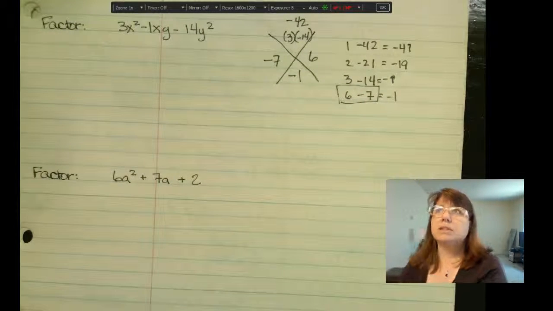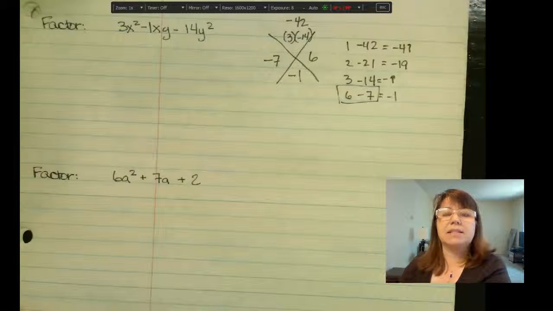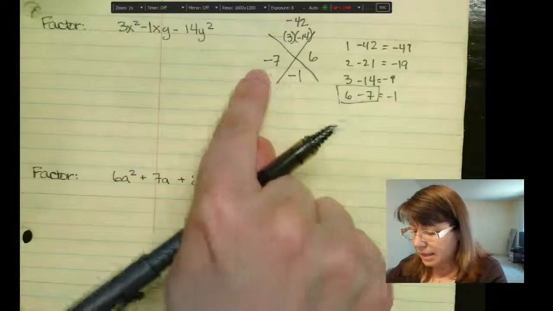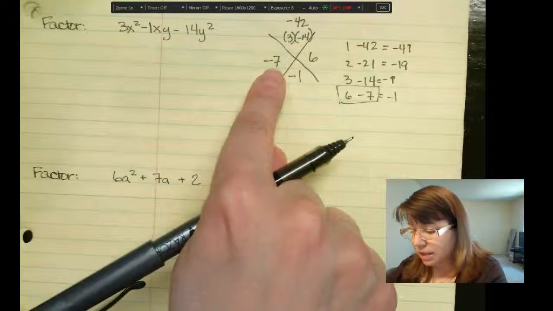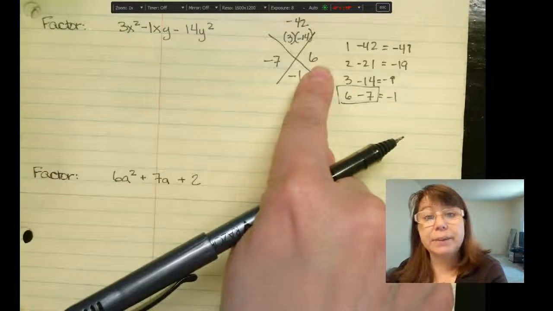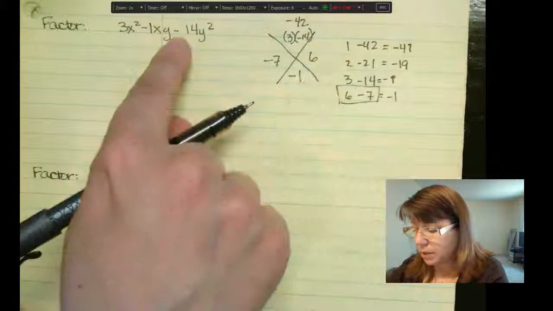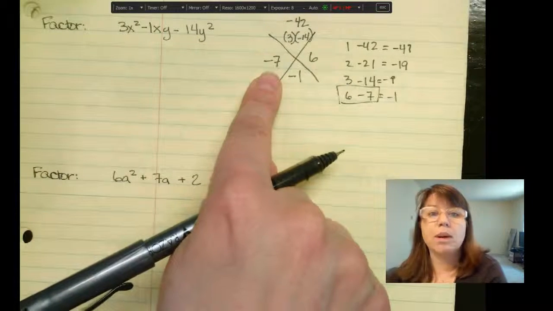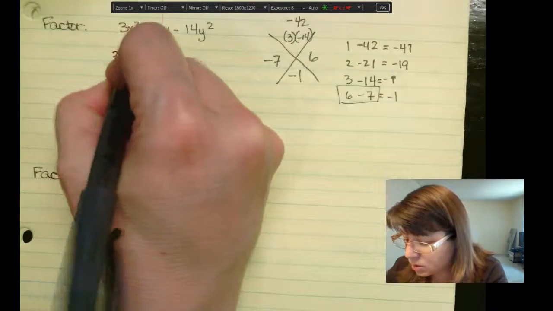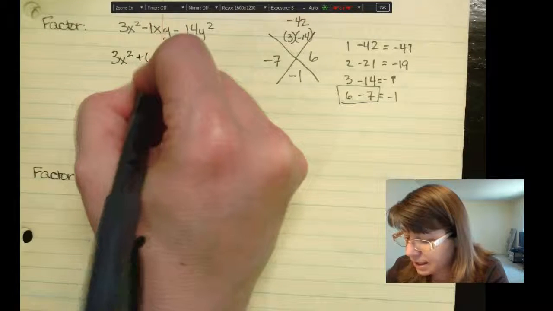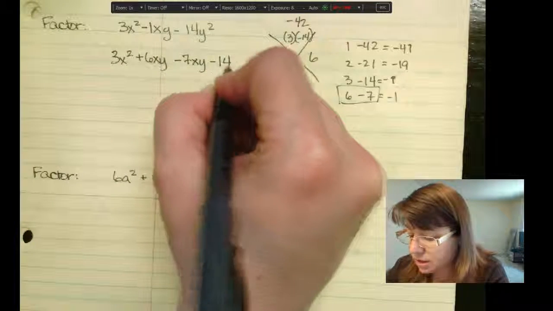But I do want to look forward and see, can I make this easier on myself by writing it a very certain way? Well, 3 and 7 don't have anything in common, but 3 and 6 do. And 14 and 6 have a 2 in common, but the 14 and 7 have more in common. So I'm actually going to write that middle term as 3x squared plus 6xy minus 7xy minus 14y squared.